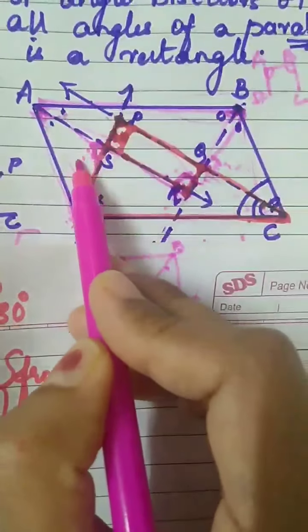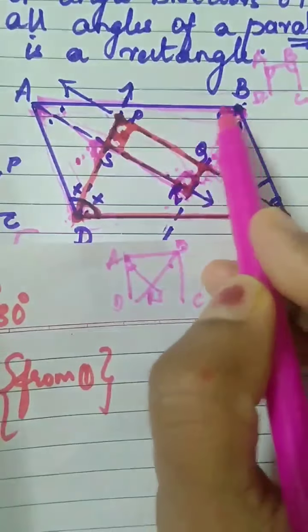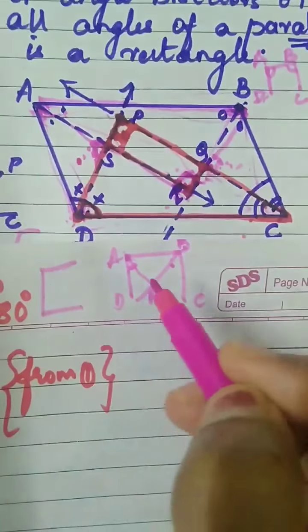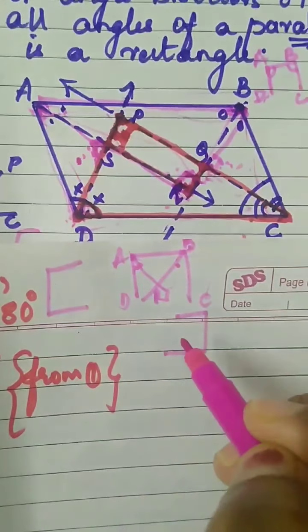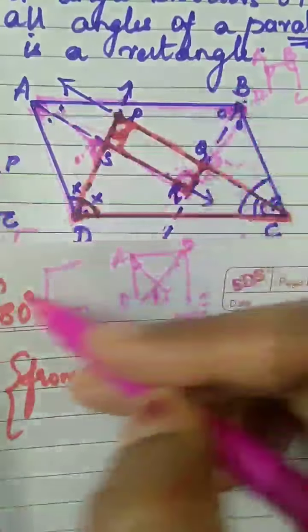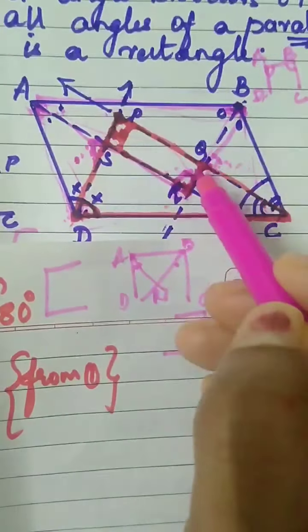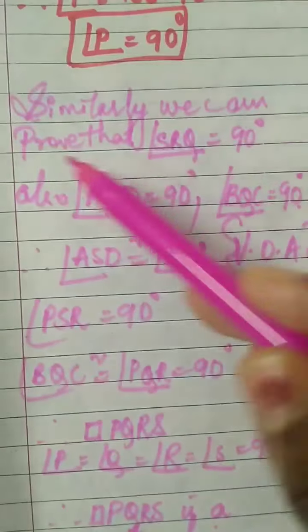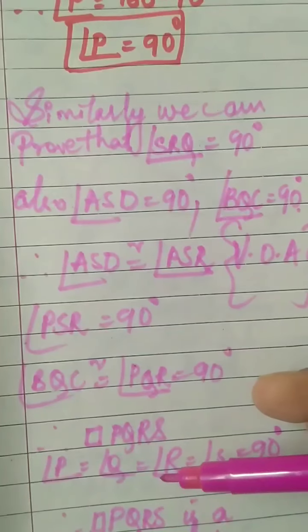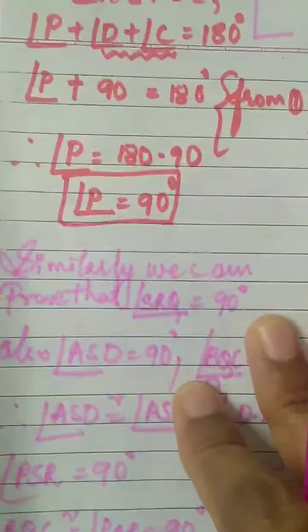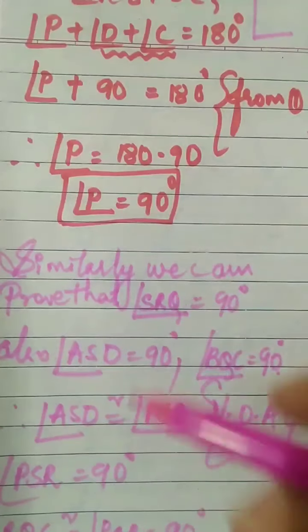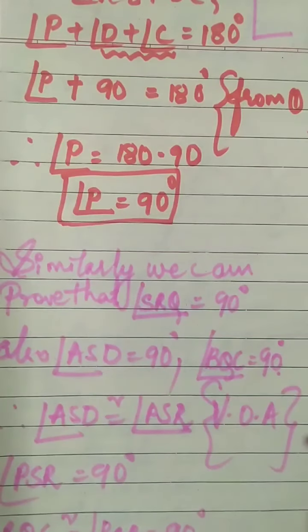Then we considered this triangle. The interior angle is this way. This interior angle we considered. Then we considered this interior angle. Like that, all four interior angle pairs we considered, to get that all four angles are 90 degrees. Only one part you have to show. Remaining all we wrote, similarly we can prove that. So finally we got that it is a rectangle by the definition.